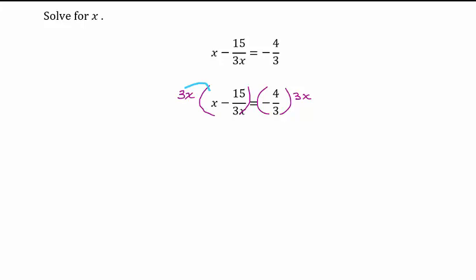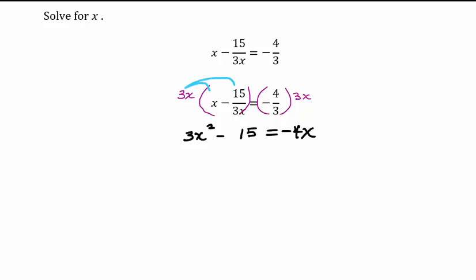So 3x times x is 3x squared, and then we'll bring down that minus, but 3x times 15 over 3x, the 3x's cancel out and we're left with 15. And on the right, when we multiply negative 4/3 by 3x, the 3's will cancel, but we're still left with negative 4x. So now all of a sudden we have a quadratic equation.